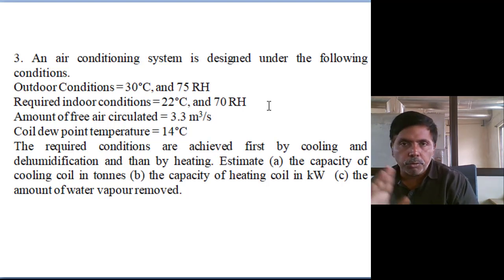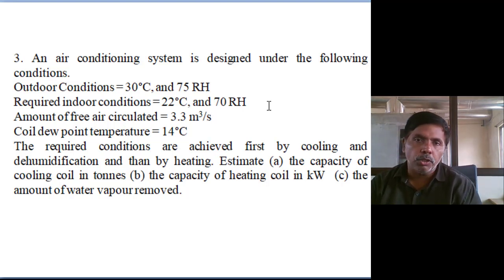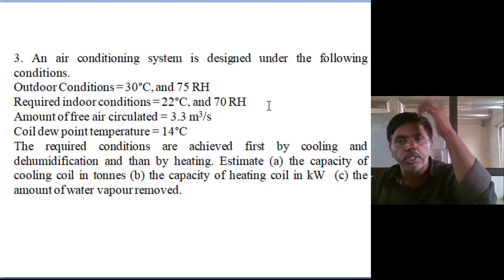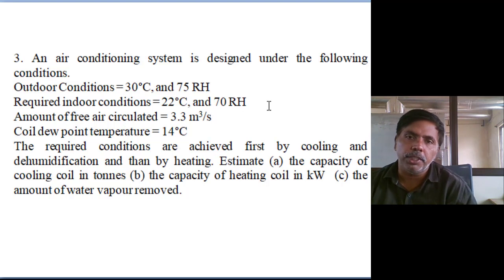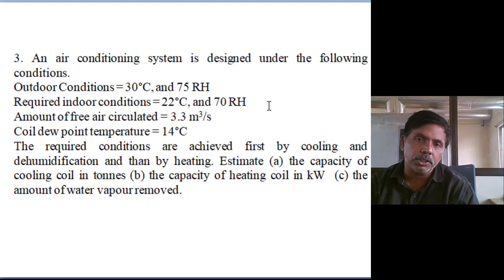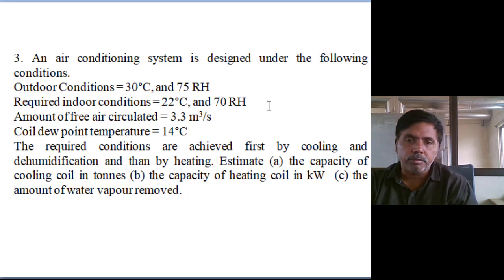Next, the capacity of the cooling coil. We know the cooling load, then you can calculate the capacity of the cooling coil. Next, the capacity of the heating coil also. You know the sensible heating load, then you can calculate the capacity of the heating coil also. Then the amount of water vapor. These are three questions. Indirectly it is a summer air conditioning system with high latent loads.